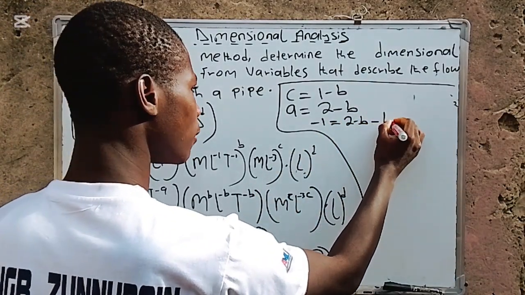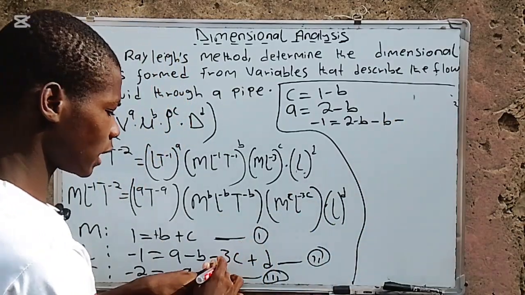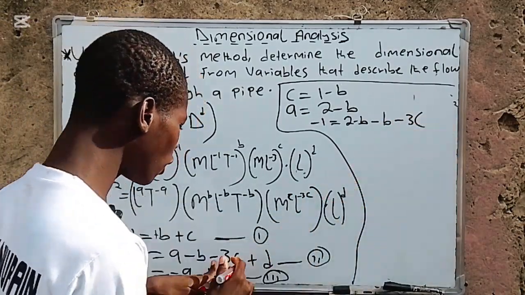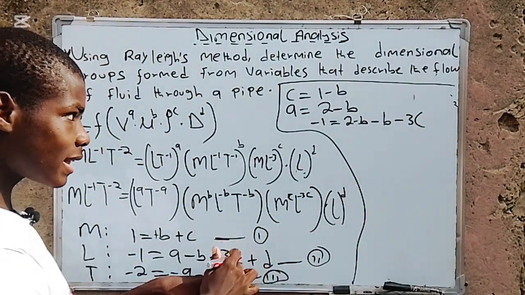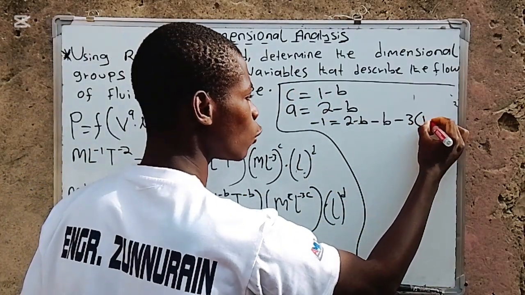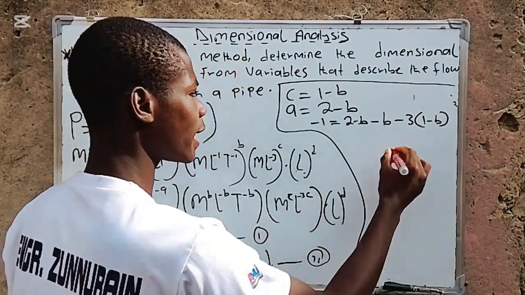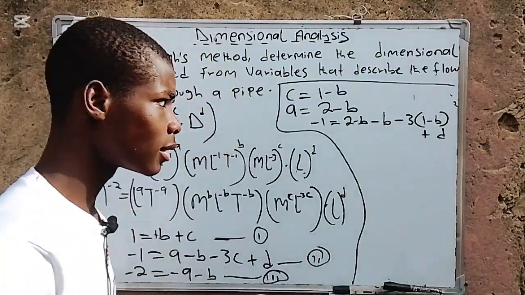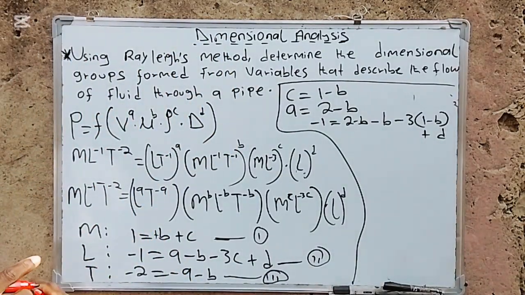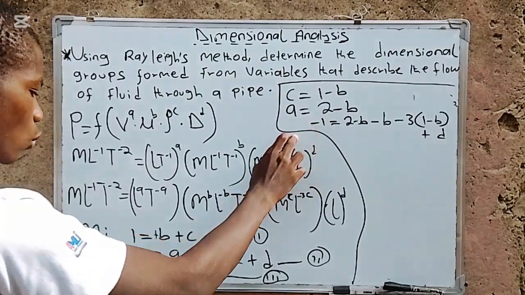And therefore minus what? b, no value of b. And therefore minus what? 3. I have the value of 3 here. 3 and c, what is the value of c? Then I put 1 minus b. And therefore I'll say plus d. Did you get this step or not? Please kindly check it.